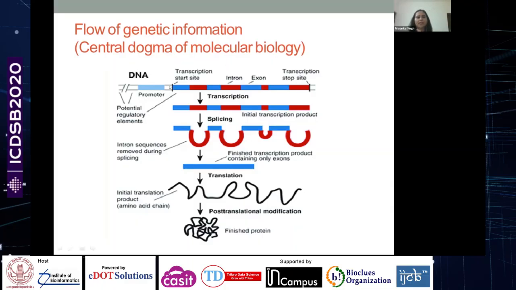There is always a start site. Some sequences are important for the transcription starting, and at the end of the gene, there will be a stop site. RNA polymerase will recognize the promoter, sit on this DNA, read the codes present in the DNA, and transcribe it in a process called transcription.